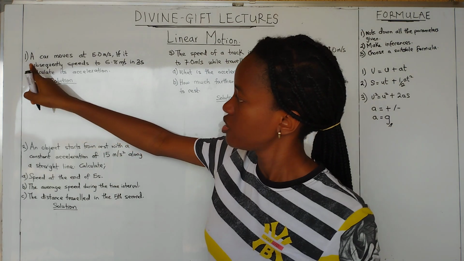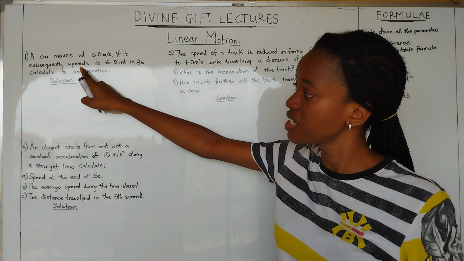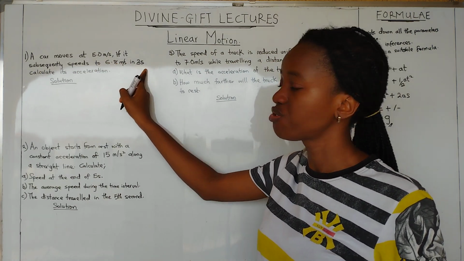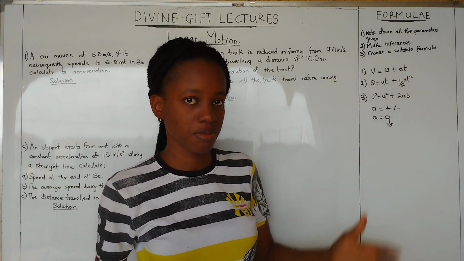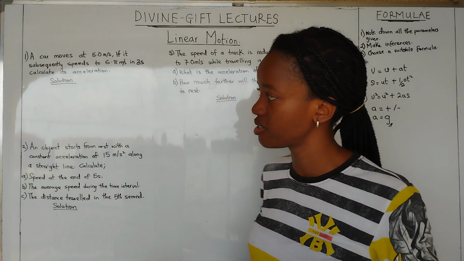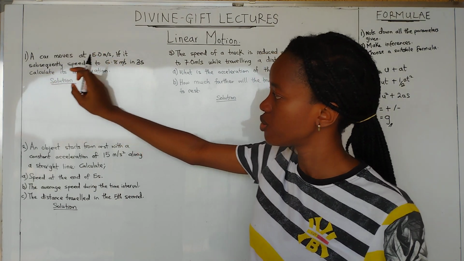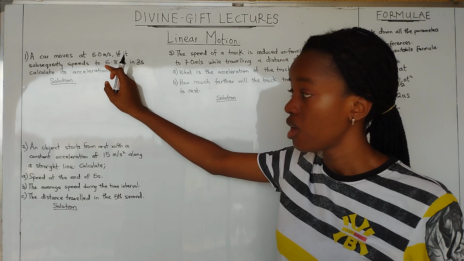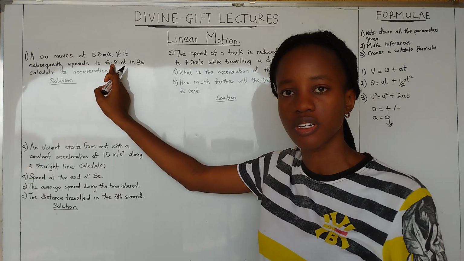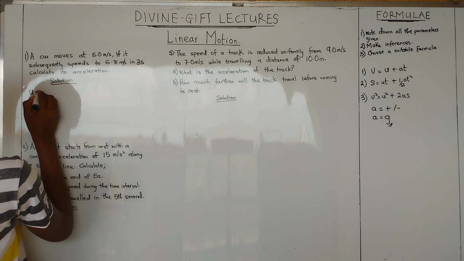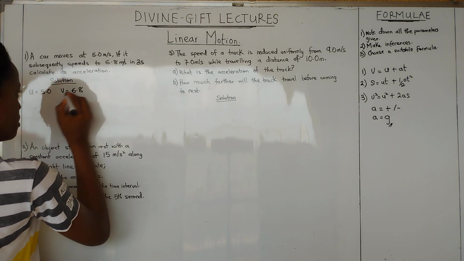Now, this question says a car moves at 5.0 meters per second. If it subsequently speeds to 6.8 meters per second in 3 seconds, calculate its acceleration. So now we're going to be making use of the three simple steps I've given you. The first is to note down all the parameters. They said a car moves at 5.0 meters per second, and then it subsequently speeds to 6.8 meters per second. This means that its initial velocity is 5.0 and its final velocity is 6.8. So we have U equal to 5.0 and V, which is final velocity, equal to 6.8.